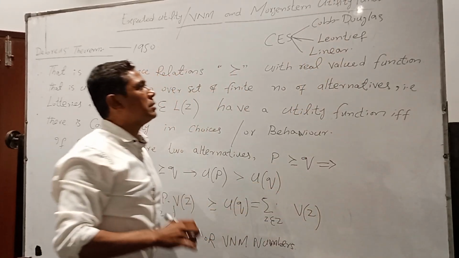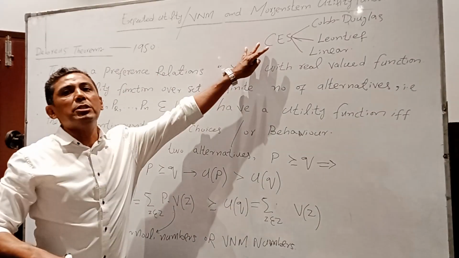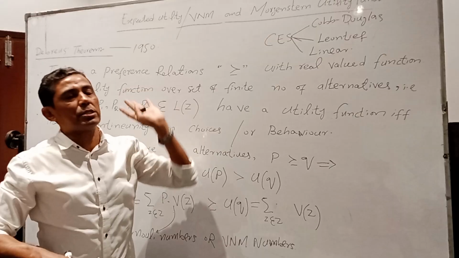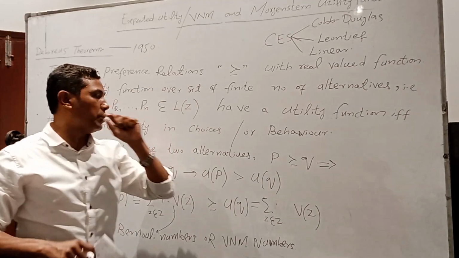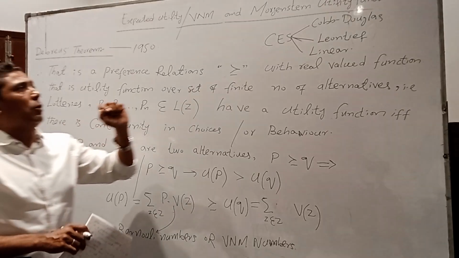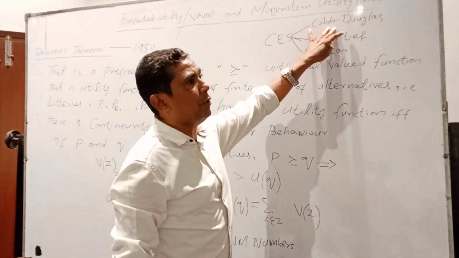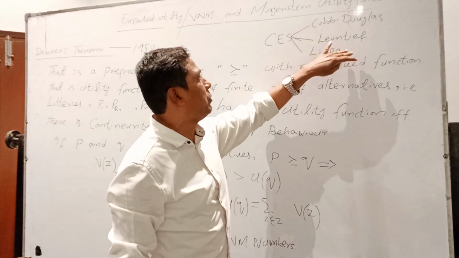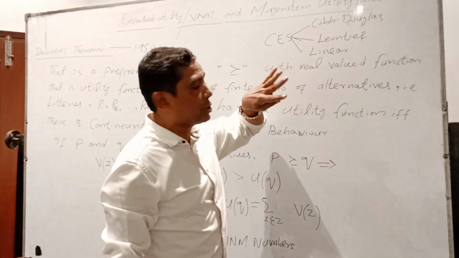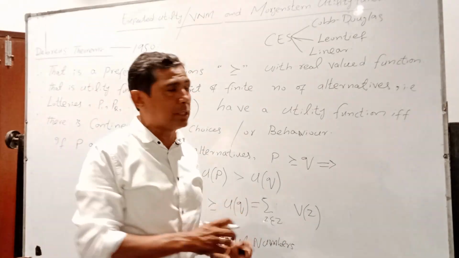Okay, Cobb-Douglas, Leontief and linear utility function. That depends on the CES, constant elasticity of substitution utility function. And similarly, what should be the nature of this Cobb-Douglas utility function or the Cobb-Douglas production function or that Leontief production function? So there are some important properties that we need to discuss here.